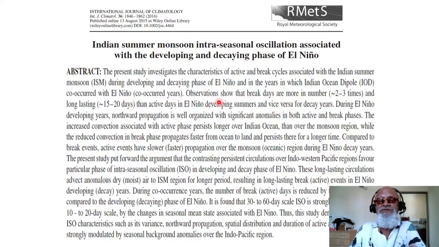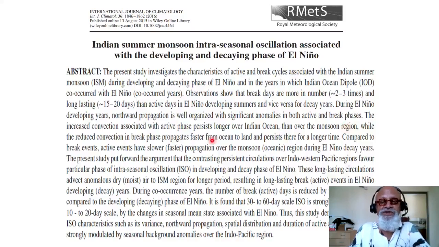El Nino. Observations show that break days are more in number, so 2 to 3 times, and long lasting, so 15 to 20 days, than active days in El Nino developing summers, and vice versa for decay years. So if you then go into IOD, co-occurring IOD, independent IOD, then you keep reducing the number of samples even further. But nonetheless, during El Nino developing years, northward propagation is well organized with significant anomalies in both active and break phases. So we are talking about onset of recharge and the onset of El Nino. So we'll see how they define these things.